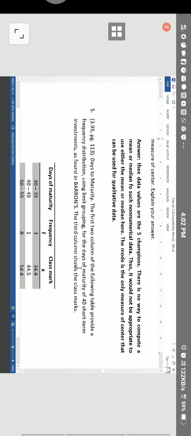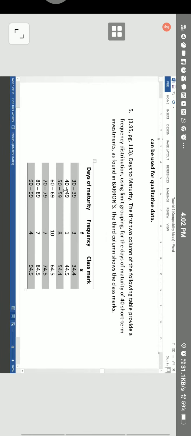Okay, next, you go to question number 5. In question number 5, you have group data about the days of maturity, the frequency of the data and the class mark. The class mark, lower limit, upper limit. So we have a frequency distribution for group data.